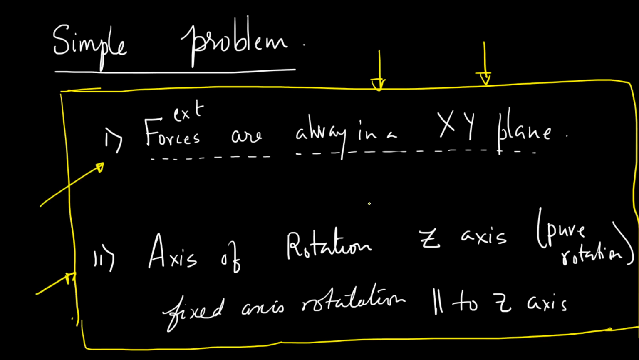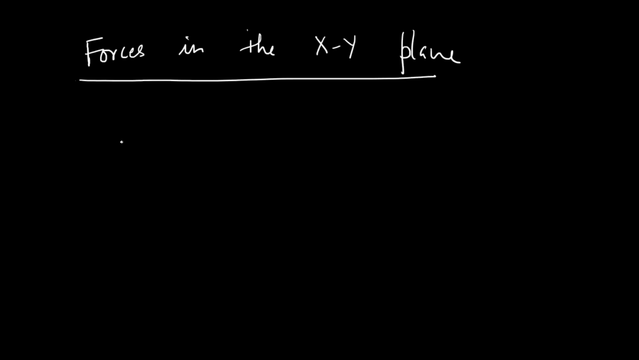The consequence of the first assumption, that the forces are in the xy plane, which we did some time ago in one of the previous videos, is that the torque is going to be purely in the direction of k. Of course, it can be plus or minus. It will either be something plus k or something minus k.